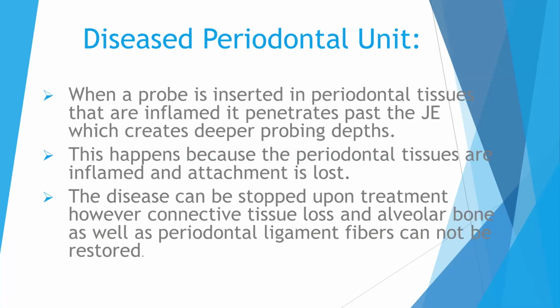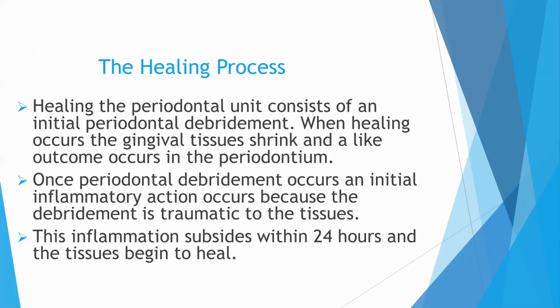So when the probe is inserted in periodontal tissues that are inflamed, it penetrates past the junctional epithelium and creates a deeper probing depth, because the tip of the probe can just go right through those cell layers. And this happens because the periodontal tissues are inflamed and the attachment's lost. The disease can be stopped upon treatment, but the connective tissue loss and alveolar bone loss, as well as the periodontal ligament fibers, can't be restored once that apical migration occurs.